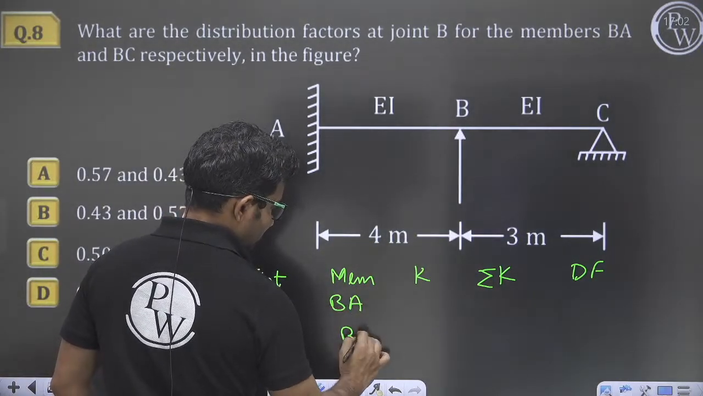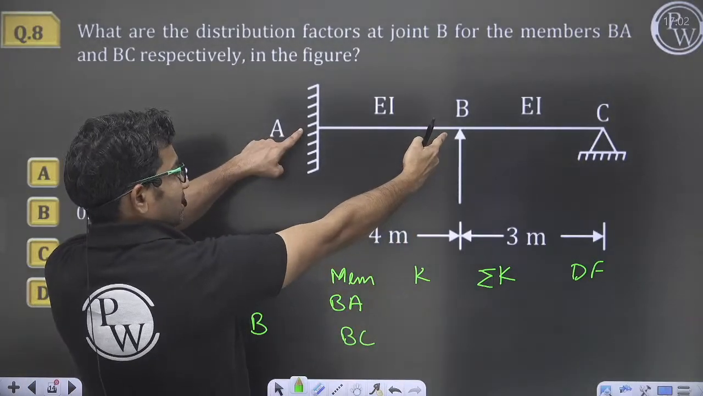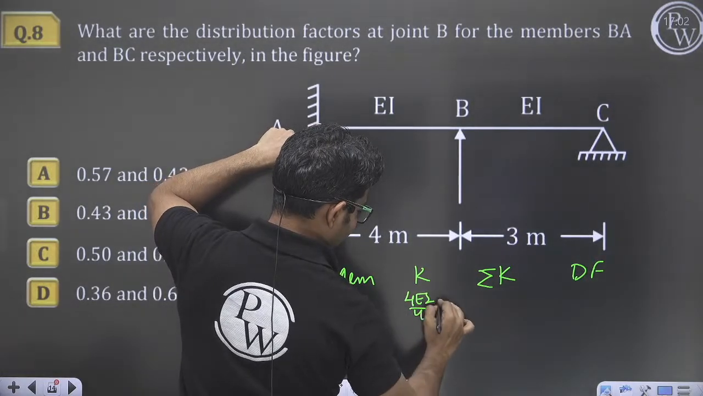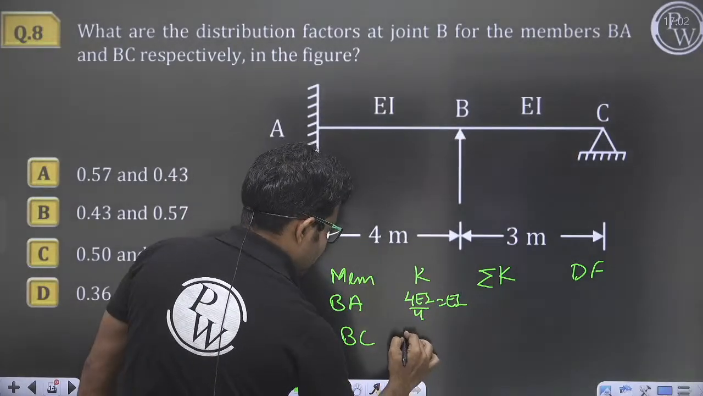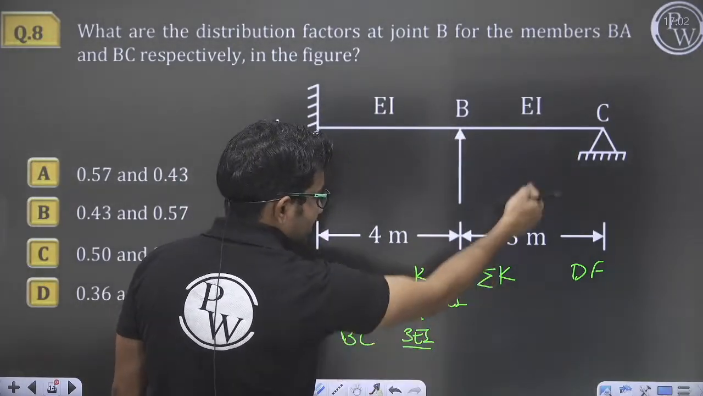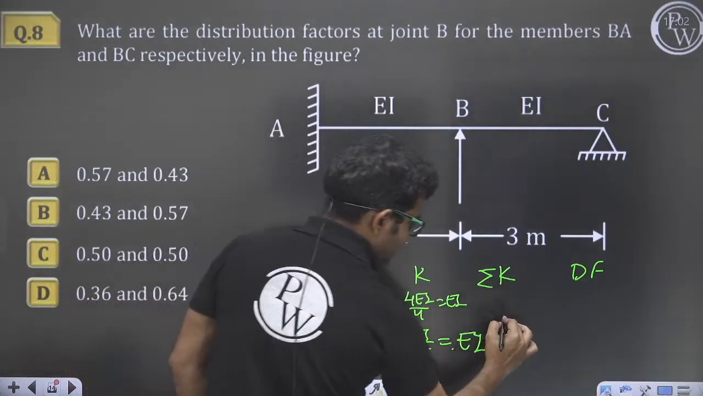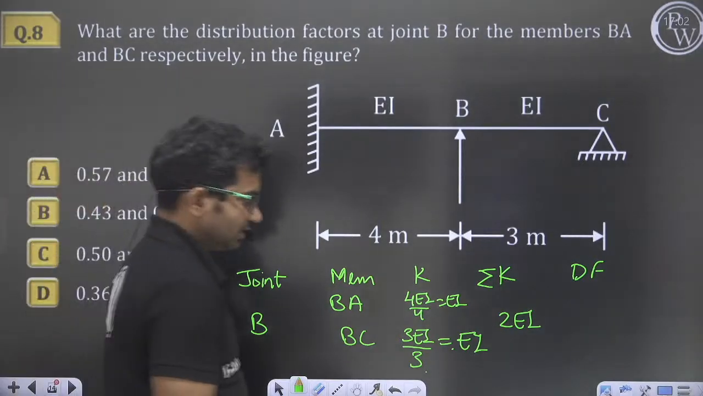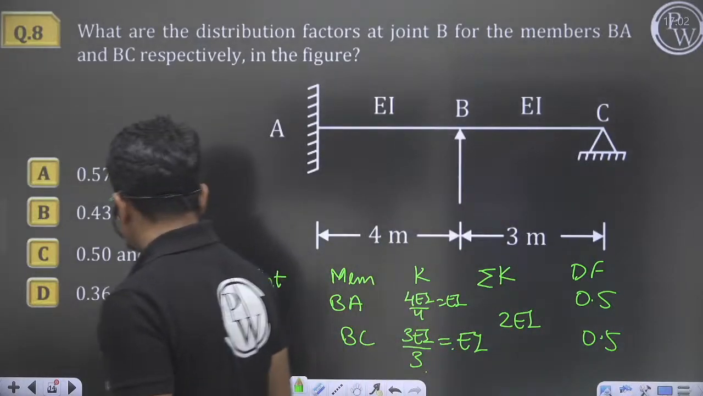So at joint B, there are two members, BA and BC. Stiffness is how much? Far end is fixed, so it will be 4 EI by L. So 4 EI by 4 is equal to EI. Here far end is hinged, so 3 EI by L. Length is here 3 meter, so 3 EI by 3 will be equal to EI. So total stiffness is 2 EI and distribution factors will be half and half. Okay, so 0.5 and 0.5. Very easy question.